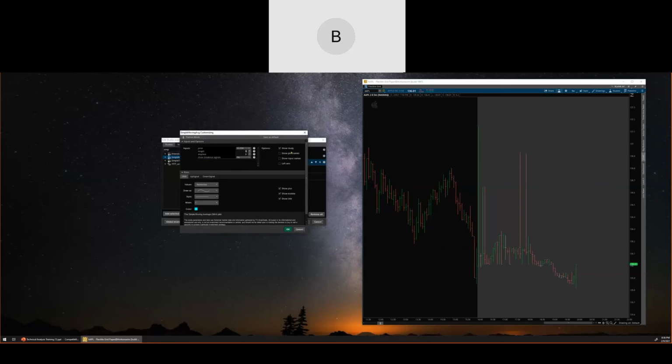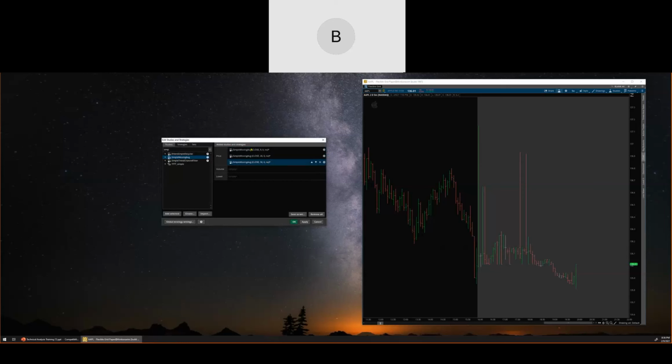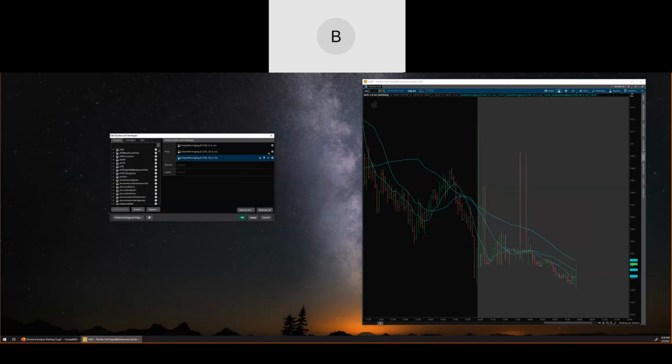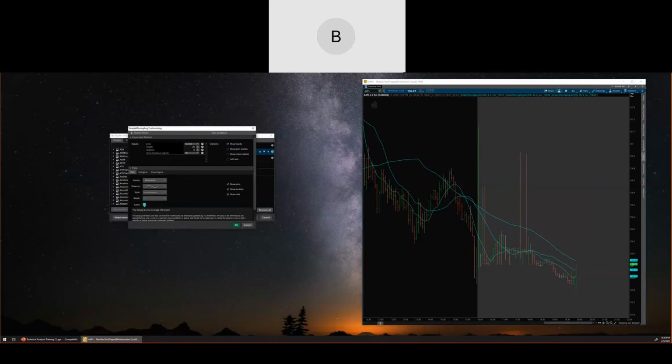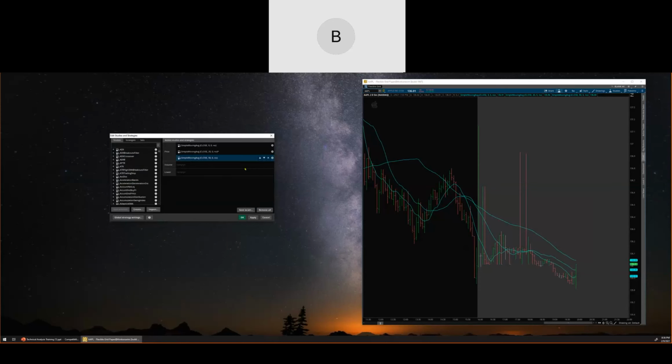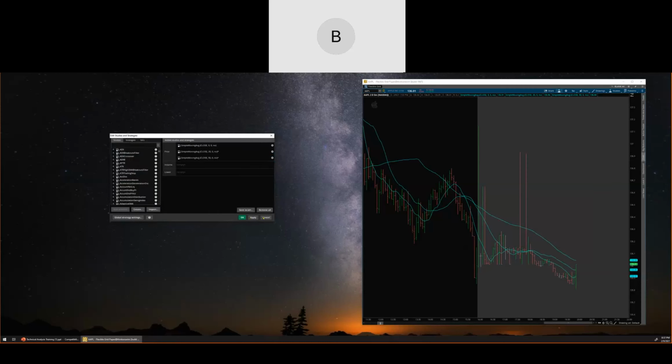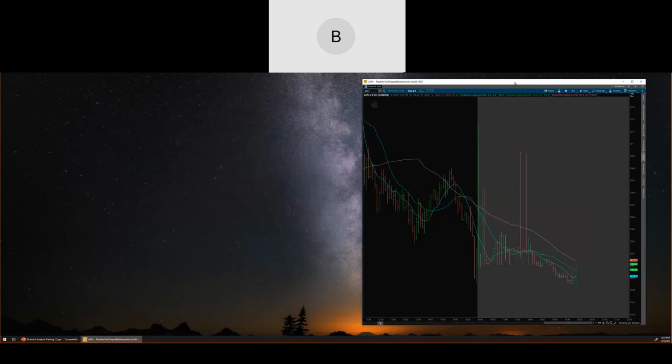So let's see the screen. 9, 20, and 50. So I added 3 averages. Apply. Okay, I did not change the colors, so you cannot make out which is which. The second one, make it maybe green. The last one, make it red. Okay, now it makes sense.